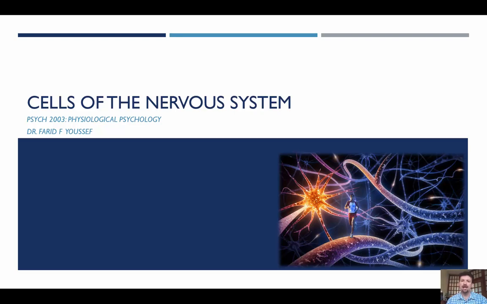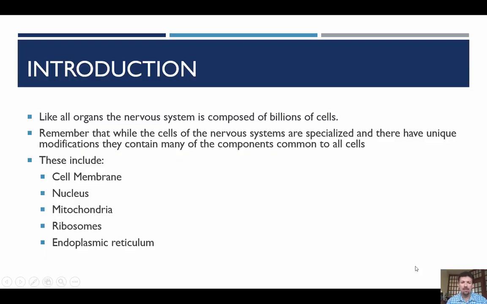Hello students, and in today's class I want to take some time and introduce you to the cells of the nervous system. As we delve into the cells of the nervous system, I want to remind you about the basic structure of the animal cell and remind you that not almost all, every single living thing is composed of cells. So we are focusing in this course particularly on the brain.